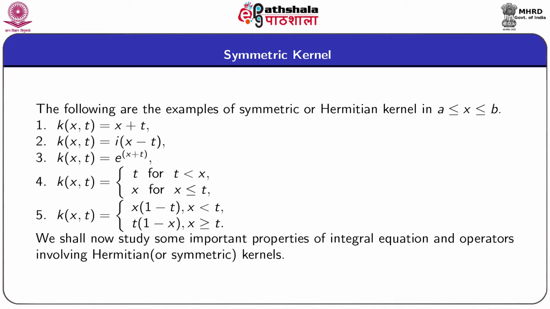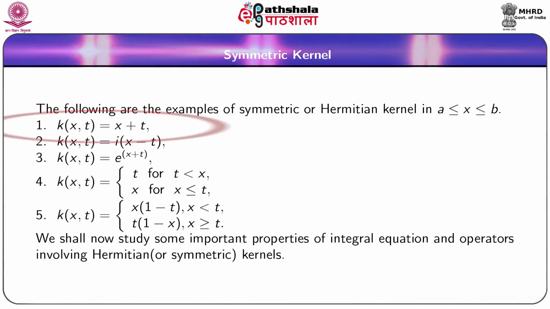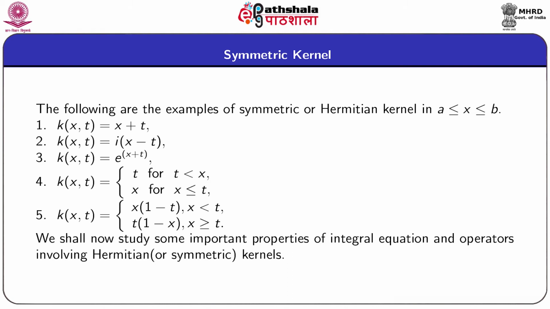Now we consider some examples of Hermitian or symmetric kernels. First example is given by k(x,t) equal to x plus t. So naturally here k bar (t,x) is equal to k(x,t). In the next example, k(x,t) is equal to i times (x minus t), where i is the imaginary unit, and here also we can verify that k(x,t) is equal to k bar (t,x). Next example, k(x,t) equal to e to the power x plus t. This is obvious, k(x,t) equal to k bar (t,x).